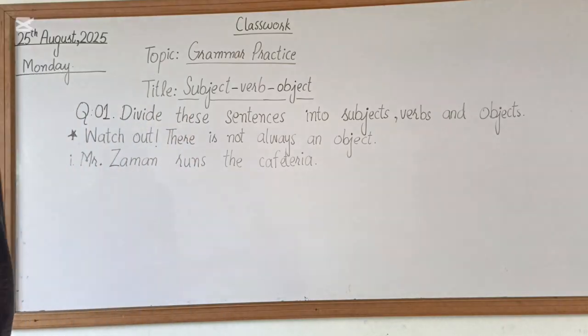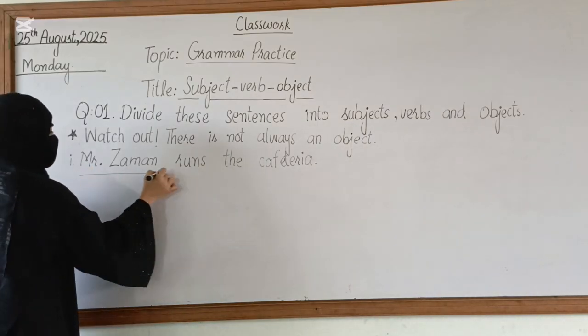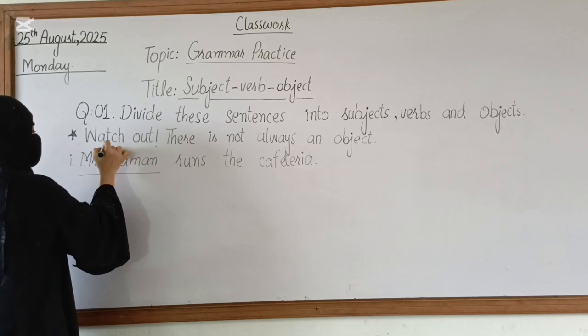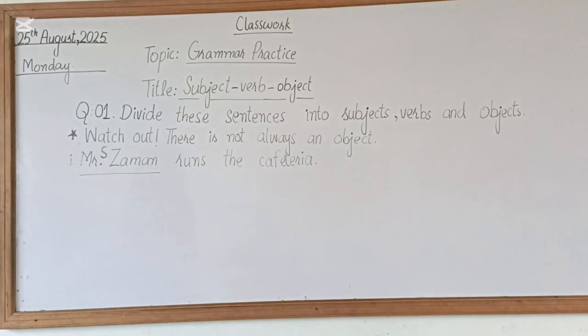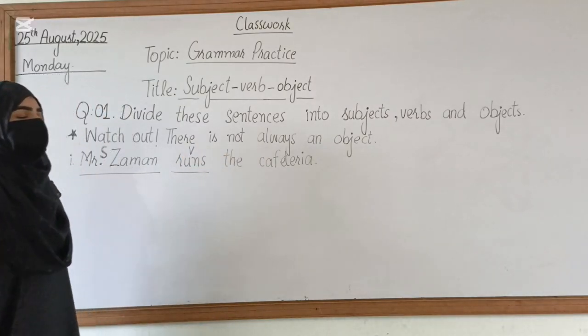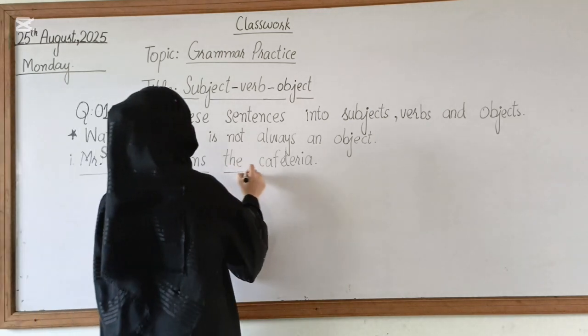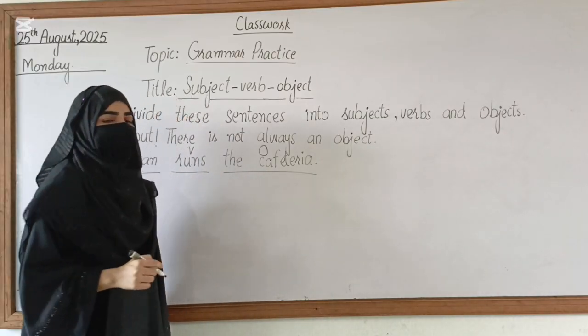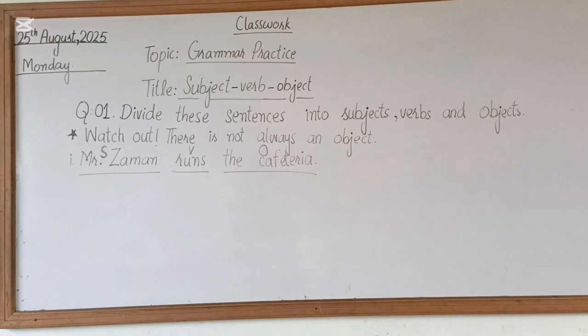So what do you people think the subject in this sentence is? Who is running the cafeteria? Mr. Zaman. Mr. Zaman is doing the work. That's why we all have to write it as subject. Then the verb in this is that the cafeteria is being run. Chalana. So runs is the verb, and then the object upon which Mr. Zaman is working is the cafeteria. So the cafeteria is the object. Similarly, you all have to mention the S, V and O above those sentences that are given in your books. Got it?